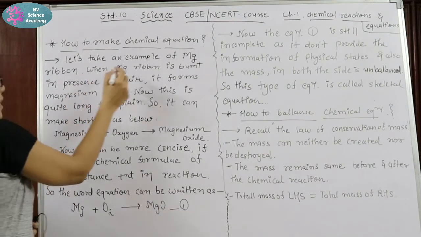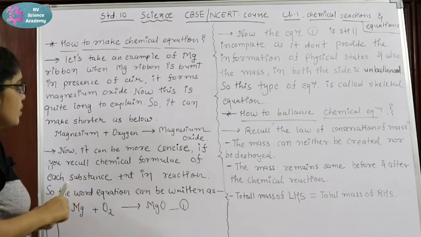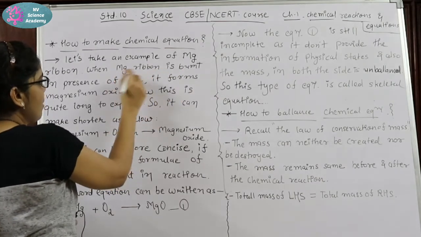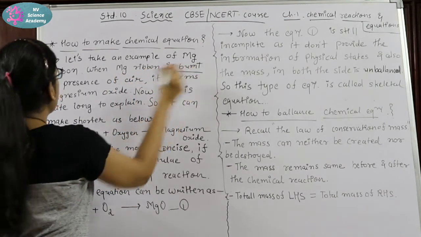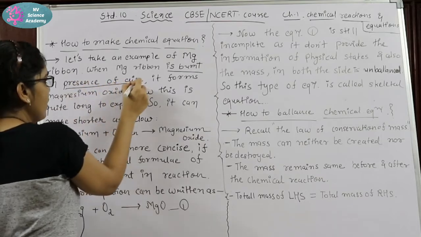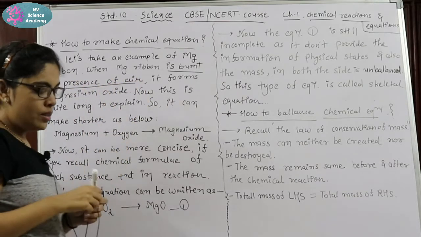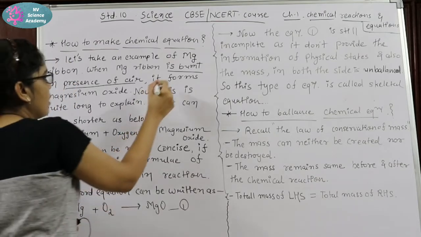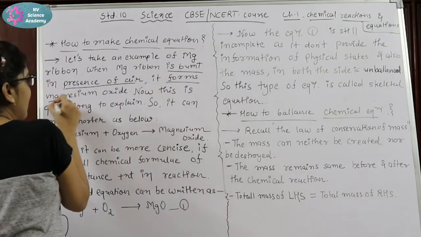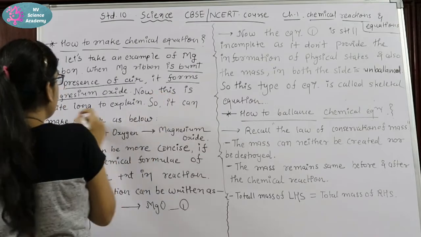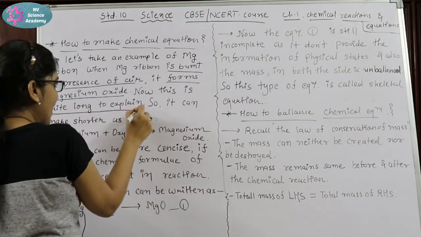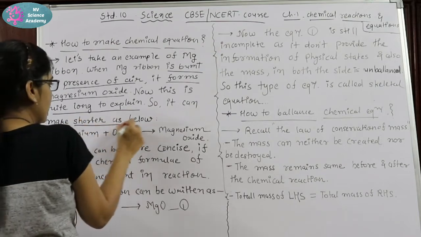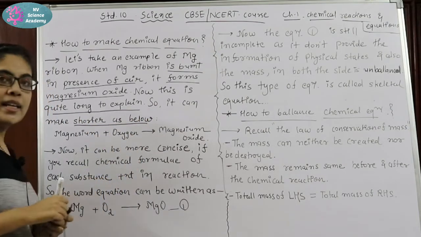So let's take an example of Mg ribbon. As you know, when Mg ribbon is burnt in presence of air, it means Mg ribbon reacts with oxygen. It forms magnesium oxide. Now this is quite long to explain, so it can be made shorter as below. How can we make it shorter?